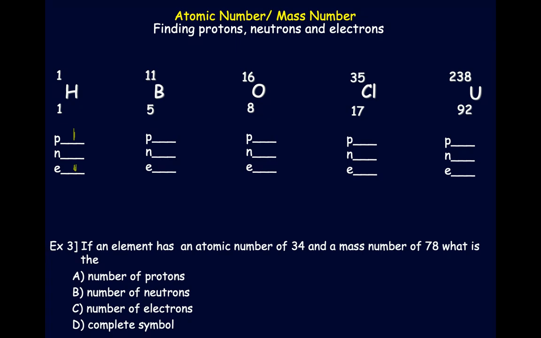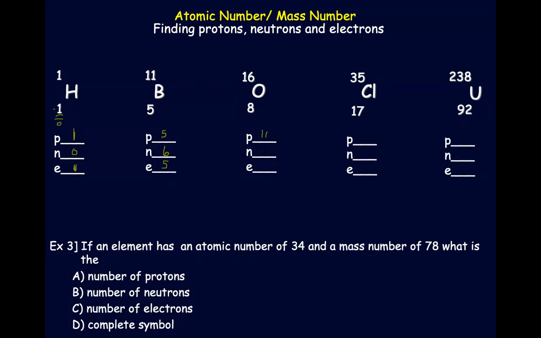Okay, so the 1 and 1 has to be true. Our neutrons would be 1 minus 1, which would be 0, so no neutrons. Protons would be 5. Neutrons would be 6, 11 minus 5. Electrons are going to be the same as protons again. And you can probably follow it all the way through here. As you can see, there's no charges on any of these things.